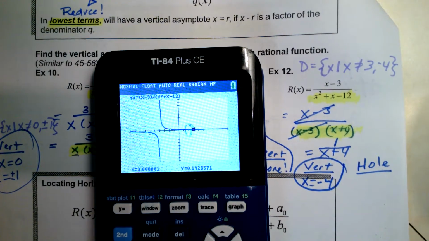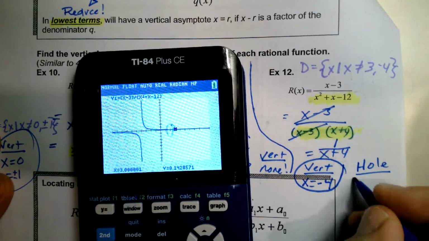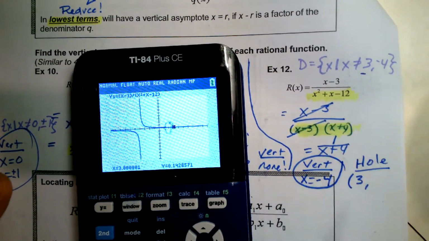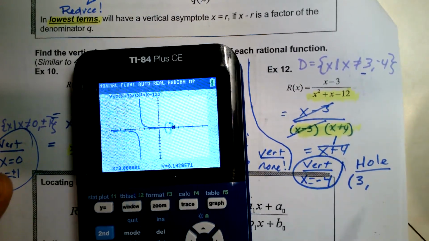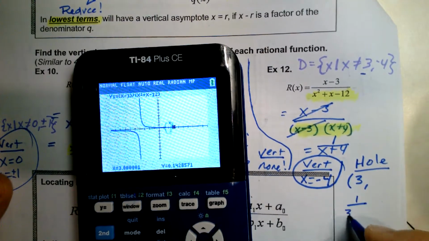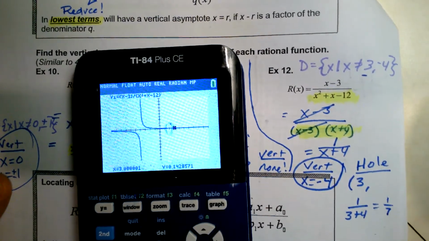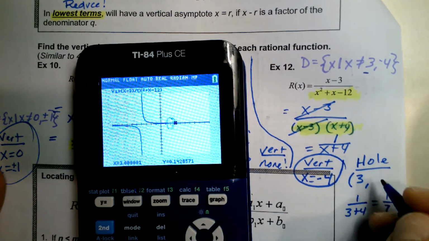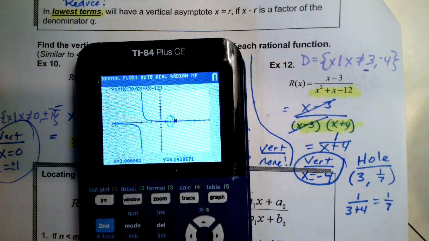Okay, well, how do we find it? Well, I know where the hole's at. I know the hole's at 3 comma something because it's part of my domain. And all I have to do is plug it in. If I plug it in, I got 3 plus 4 on the bottom, which is 1 over 7. 1/7 is about 1.142-ish. Okay, so 1/7 is where the hole is.